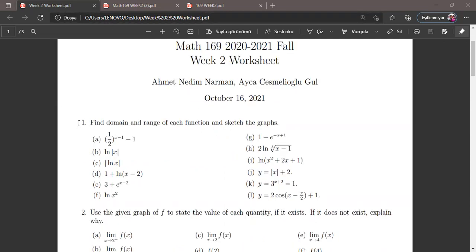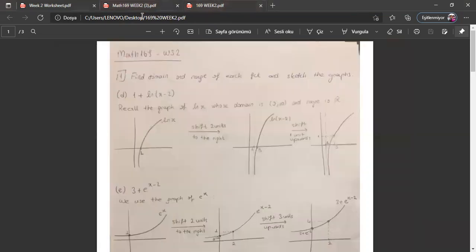So let's start with the first one. Here we have the question. So we will sketch the graphs of the given functions. First, we have 1 plus ln of x minus 2. So we already know the graph of ln of x, right, as in here. Now, first we will sketch this part, ln of x minus 2. So for that, we shift this graph 2 units to the right, okay?